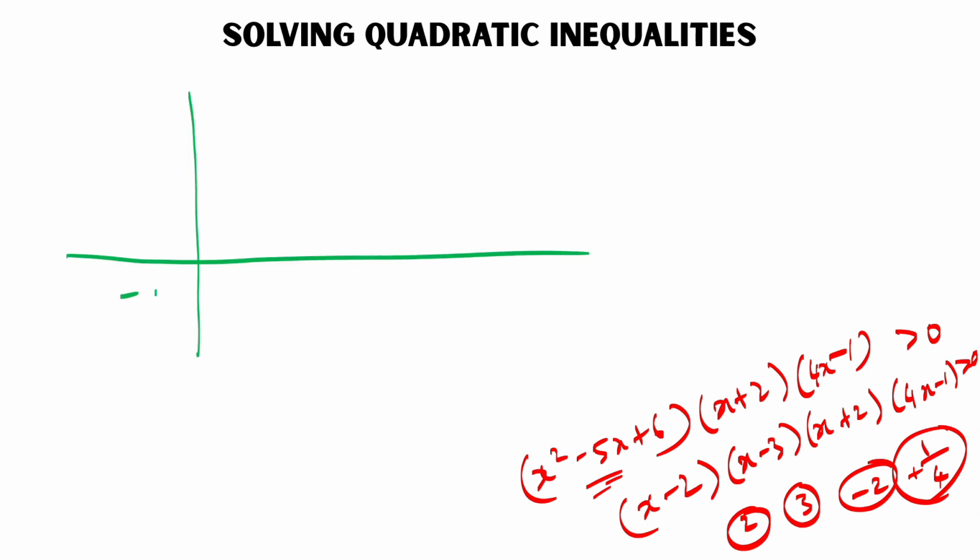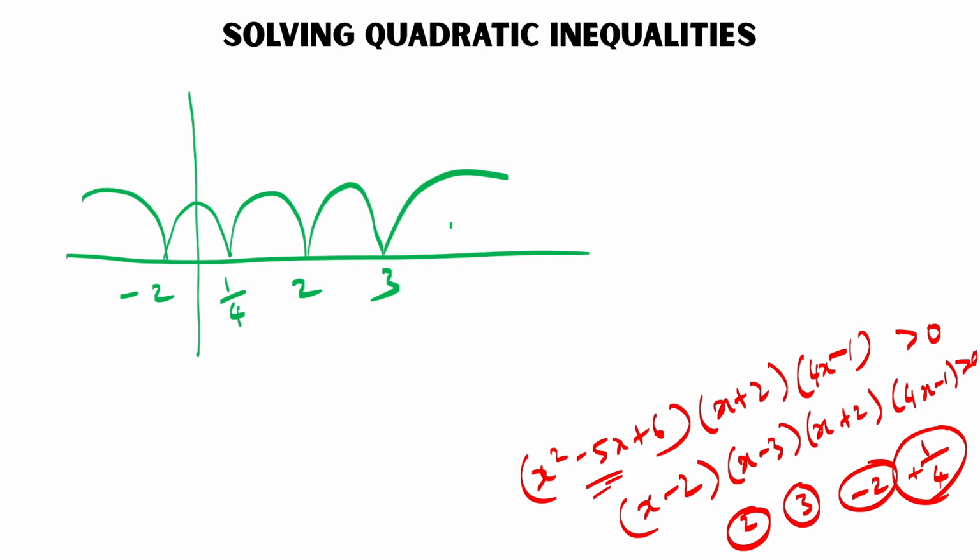So this is minus 2, 1 by 4 will be here, plus 2 will be here, and 3 will be here. So the extreme right hand side will be positive, this will be negative, this will be positive again, this will be negative, and this will be positive. As the condition is greater than 0, consider the positive values.